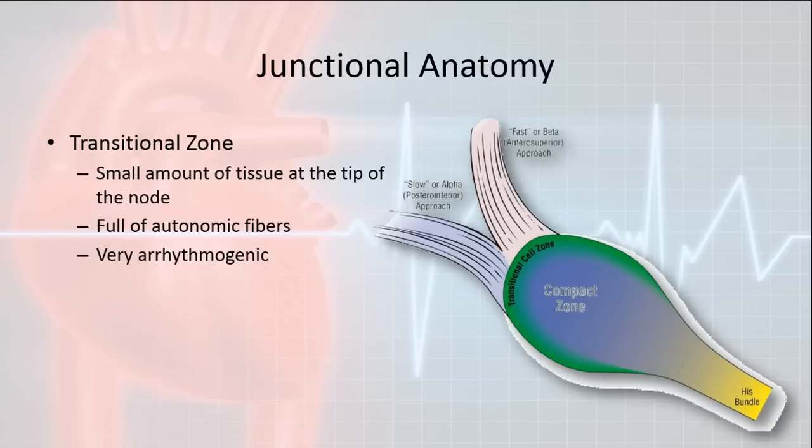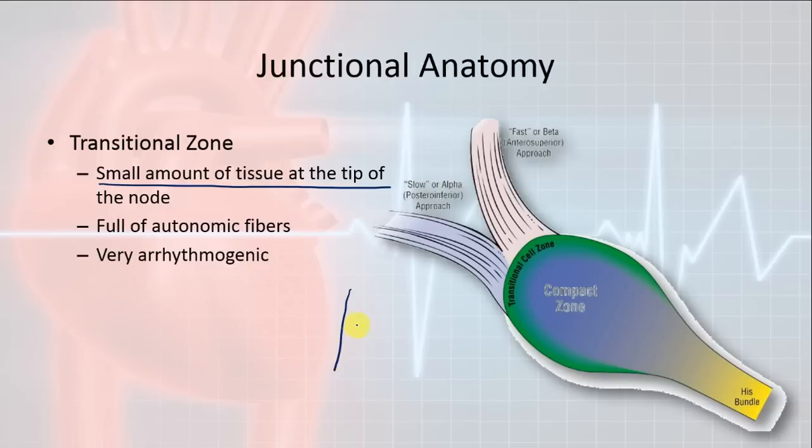So first, let's talk about the three zones. Remember, there's a transitional zone, there is a compact zone, and then there is a final or trigger zone. So I want to talk about each one of those zones. The first zone around the junctional anatomy is considered the transitional zone itself. In the transitional zone, this is the small amount of tissue that's actually located at the top or the tip of the AV node. And basically what it does is it covers the AV node.